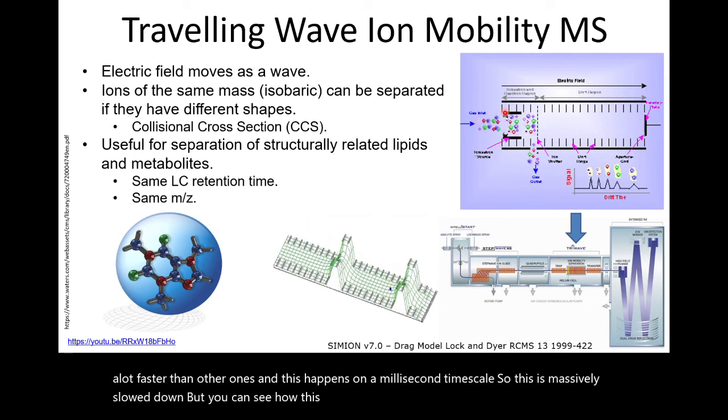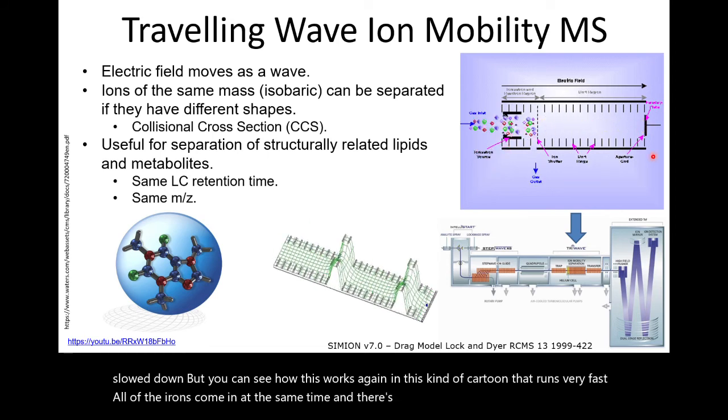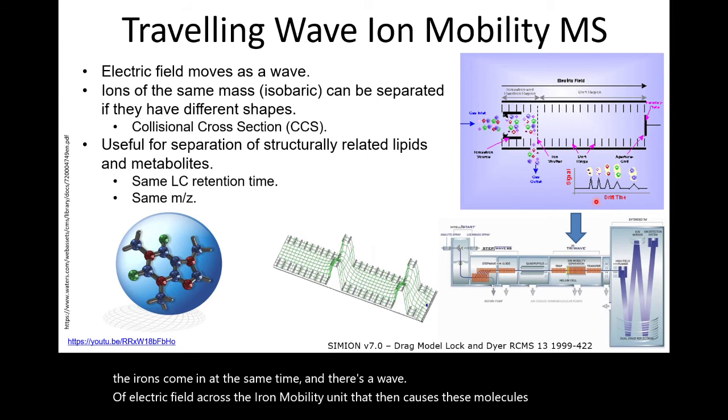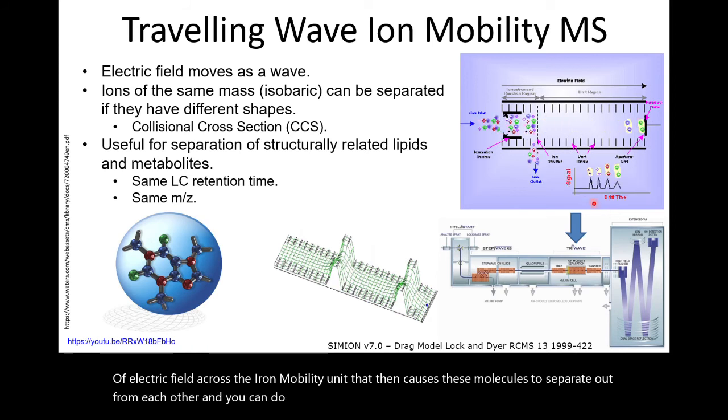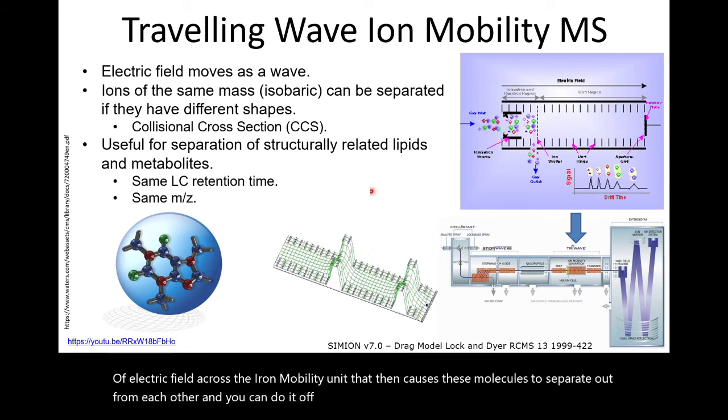Again, in this kind of cartoon that runs very fast, all of the ions come in at the same time, and there's a wave of electric field across the ion mobility unit that then causes these molecules to separate out from each other. And you can do a TOF scan on these individual ones that come out to be able to get a mass spectrum for each different drift separated ion.